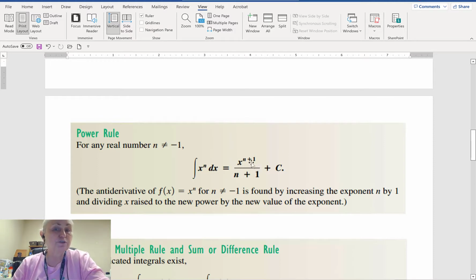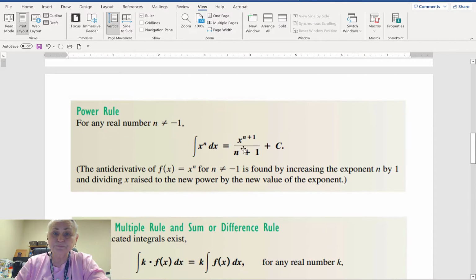So what do we have to do to find the original function? We have to add 1 back to the exponent and divide by the exponent. Because remember, we multiplied by the exponent. Going backwards, we have to divide by the exponent. And we have to always tack on the plus c here.